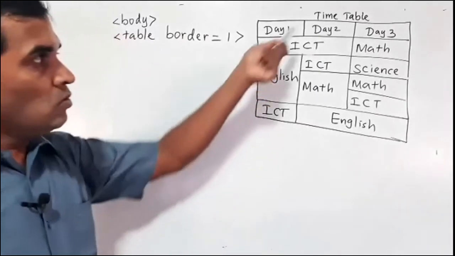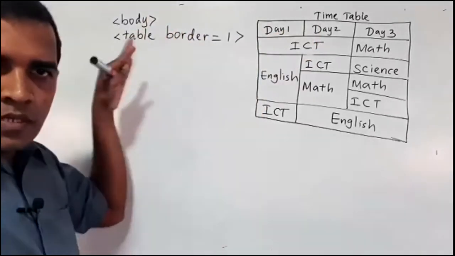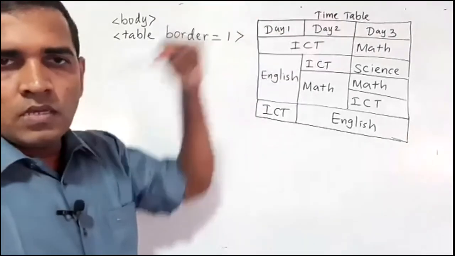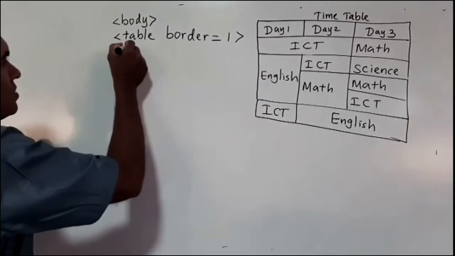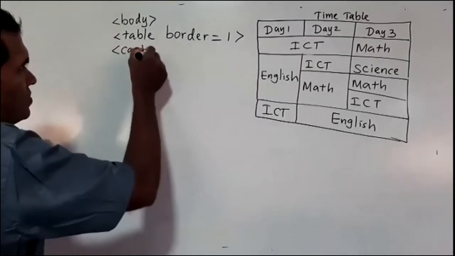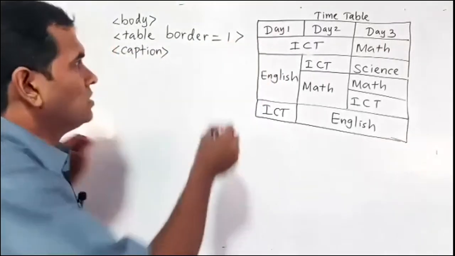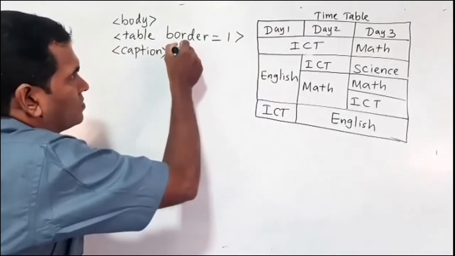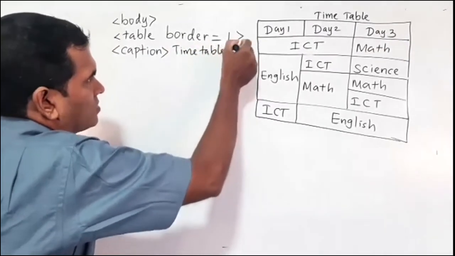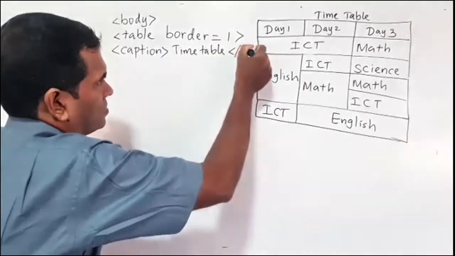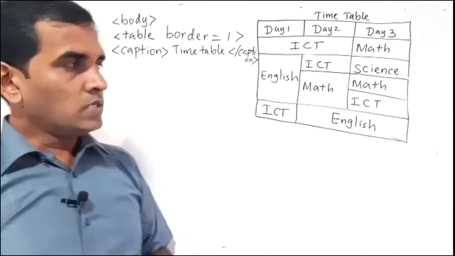Okay. Look at that. You have the caption. So once the table tag is started, the caption has to be taken, right? So in the next line, it is caption. Okay, put the caption. But here the caption is timetable. So write that. And close the caption. Okay, close the caption. Right.